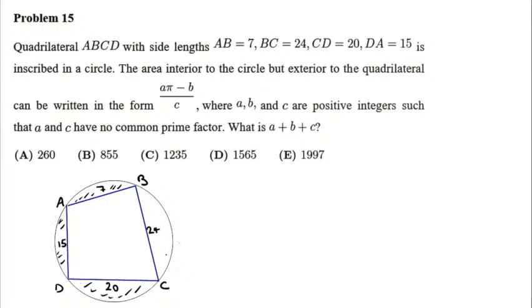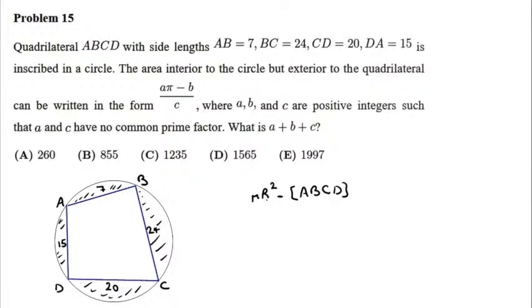It says this area can be written in the form a pi minus b over c, where a, b, and c are positive integers such that a and c have no common prime factor. What is a plus b plus c? Okay, so look here, if you want to find this area, it will be the area of the circle, which is pi r squared, minus the area of ABCD. So we should find two things.